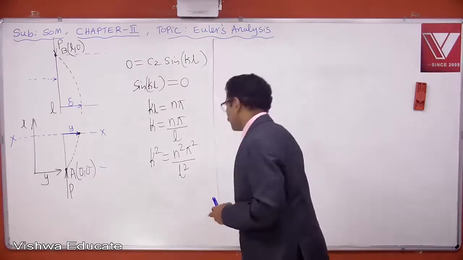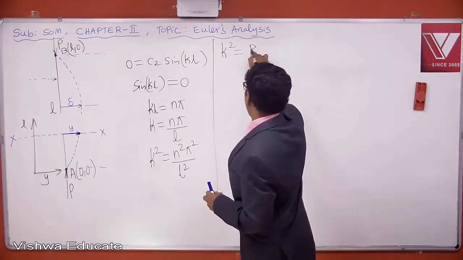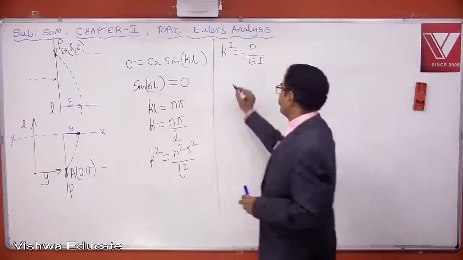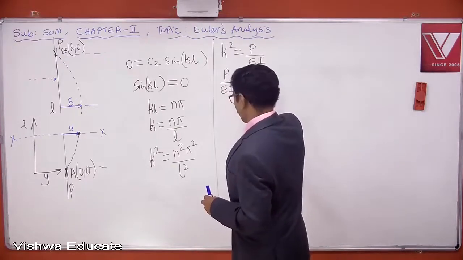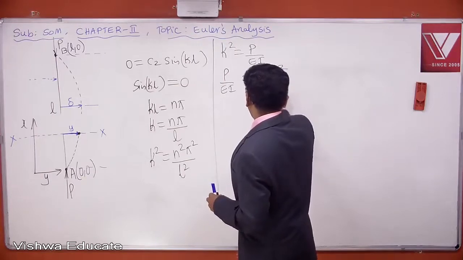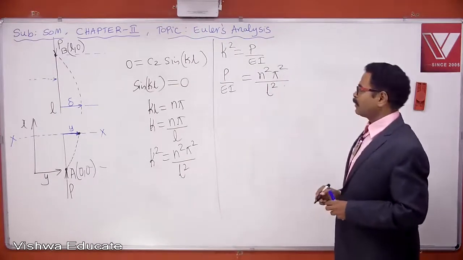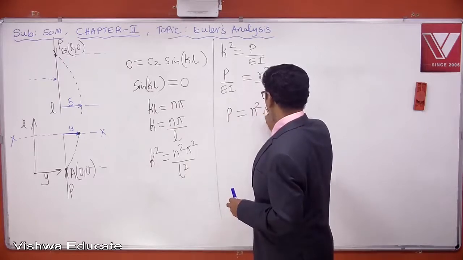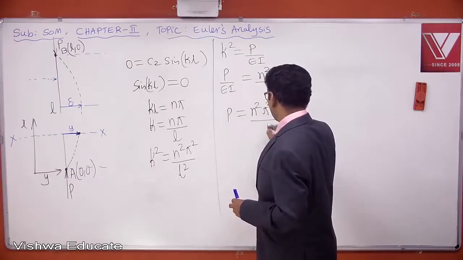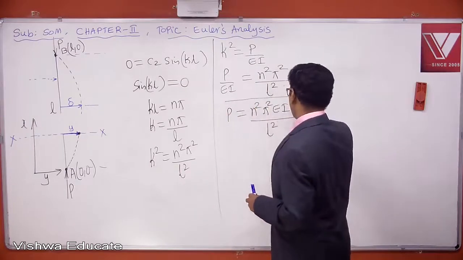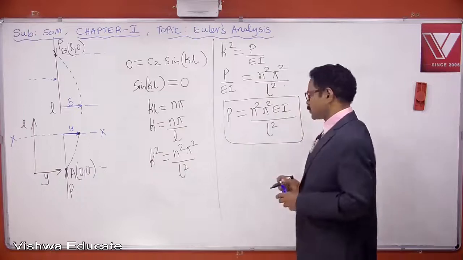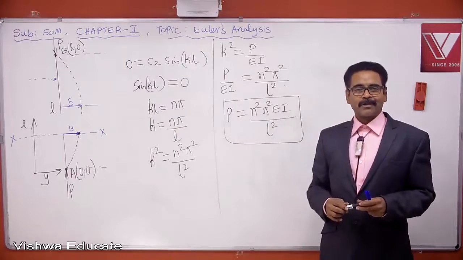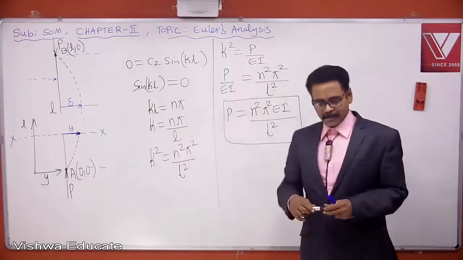But what is k square? We assume k square is equal to P by EI. So P by EI is equal to n square pi square by L square. Keep P on one side, bring EI to other side. Then it becomes P is equal to n square pi square EI by L square. What is this P? Critical load. So please copy these little steps. Take some half minute and copy.